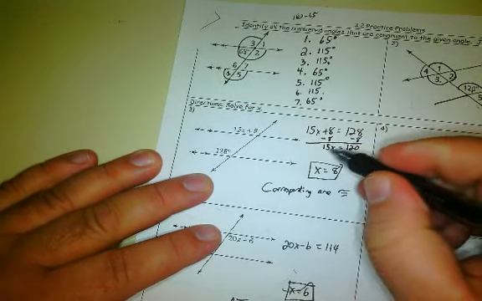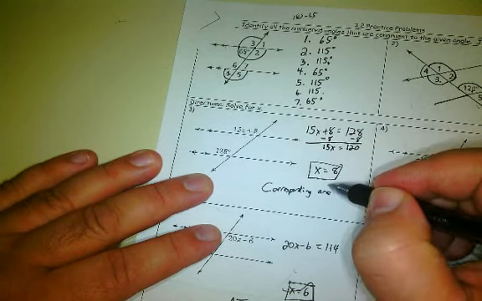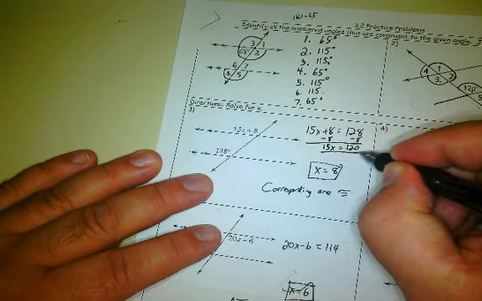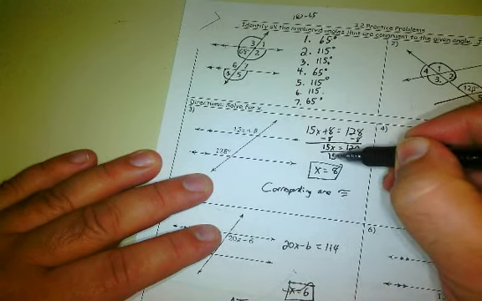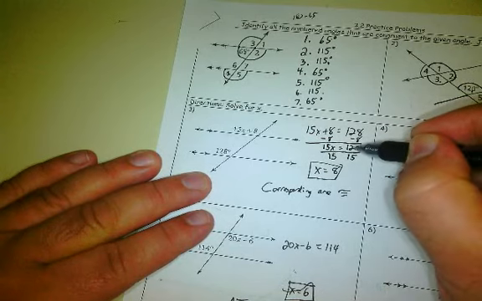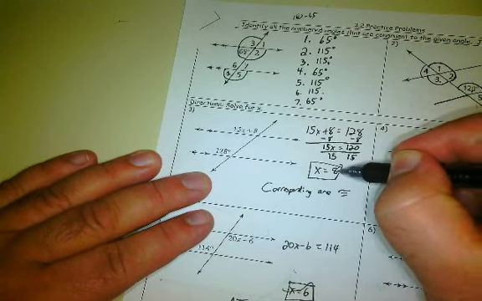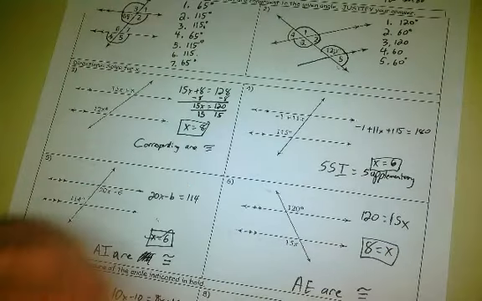I still need to get x by itself. I have a 15 with it. That says 15 times x. To get rid of the 15 times, I divide this side by 15, and I divide this side by 15. Well, 15 divided by 15 is just 1x. And 120 divided by 15 is 8. So there's your answer.